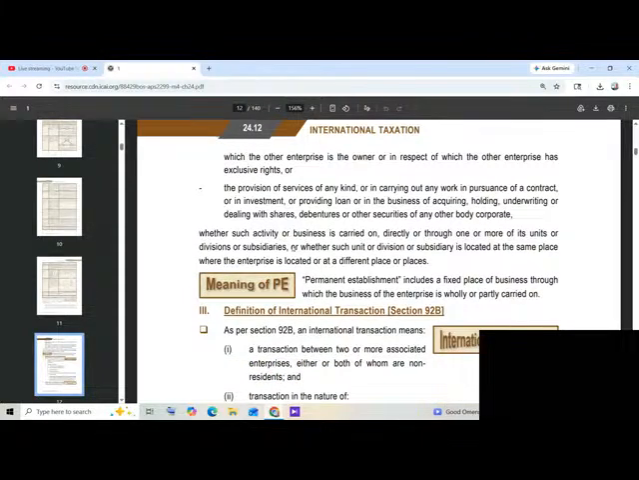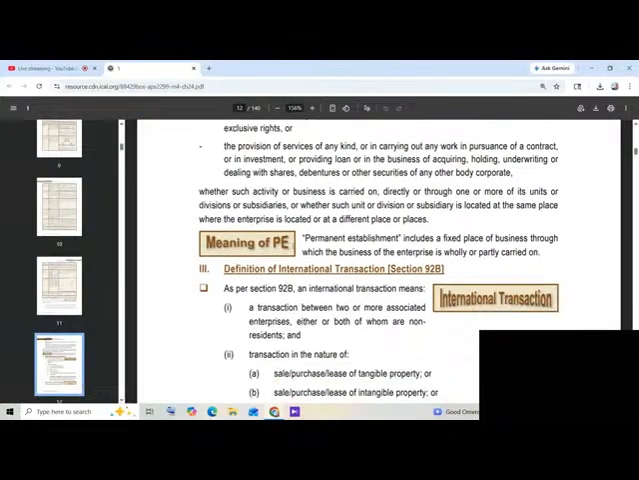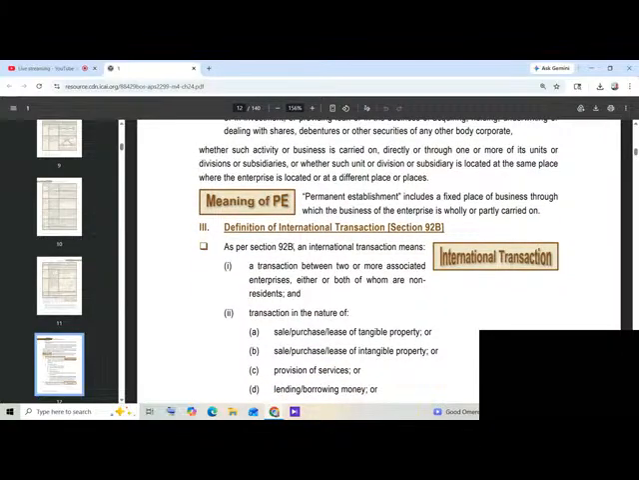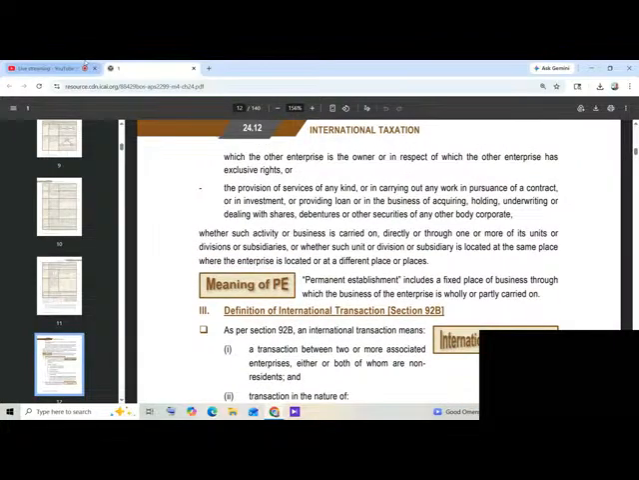Whether such activity or business is carried on directly or indirectly through one or more of its units, divisions, or subsidiaries, or whether such unit or division or subsidiary is located at the same place where the enterprise is located or at a different place or places. Permanent establishment includes a fixed place of business through which the business of the enterprise is wholly or partly carried on. Okay, we'll keep it up till here and cover the next part in another stream.